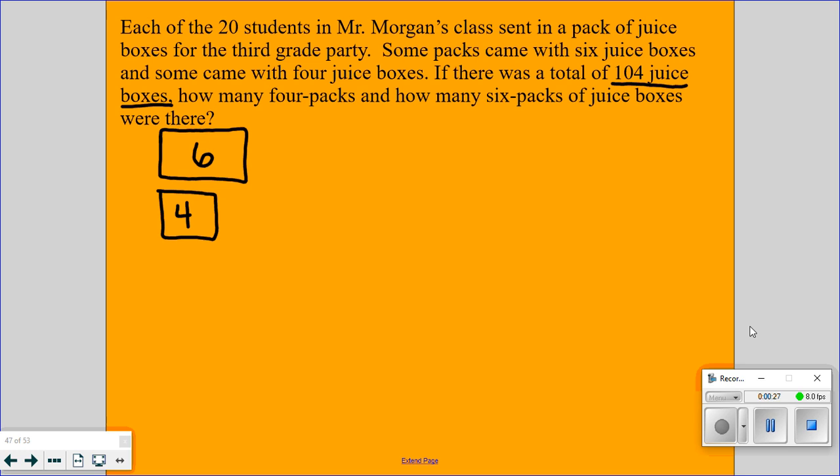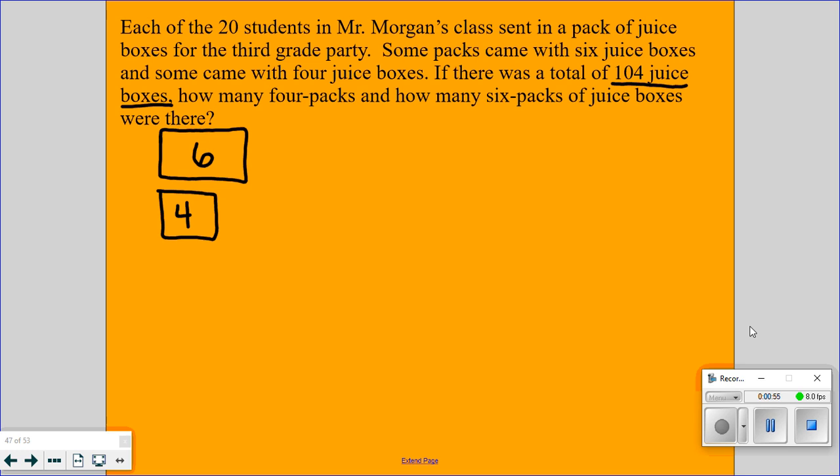Jayla, what was happening? Mr. Morgan's class had packs of juice boxes for the third grade party, and some packs came with 6 juice boxes and some came with 4. Yeah. So we had some kids bringing in juice boxes. Some kids brought in little 6-packs. Some kids brought in 4-packs.